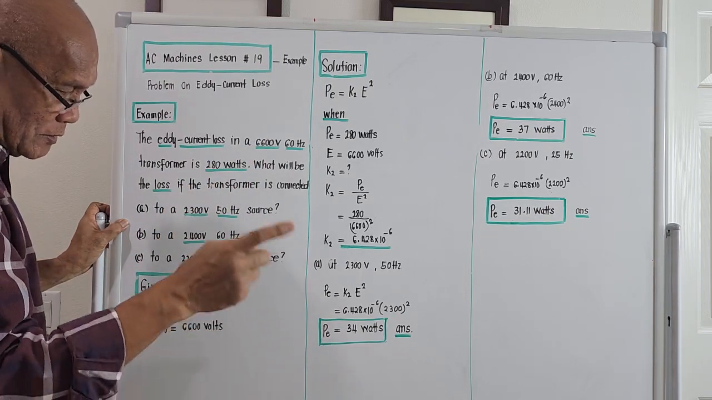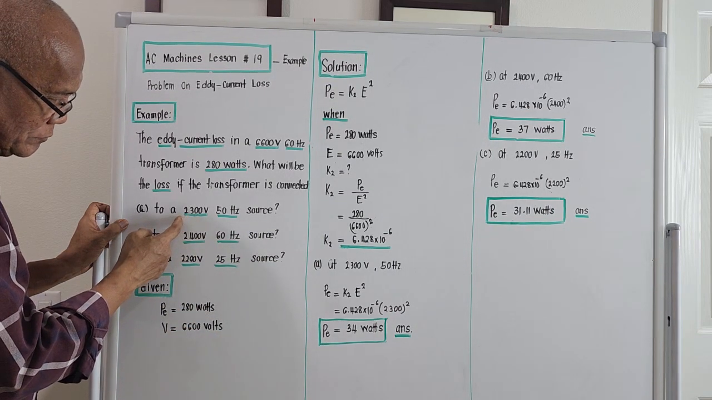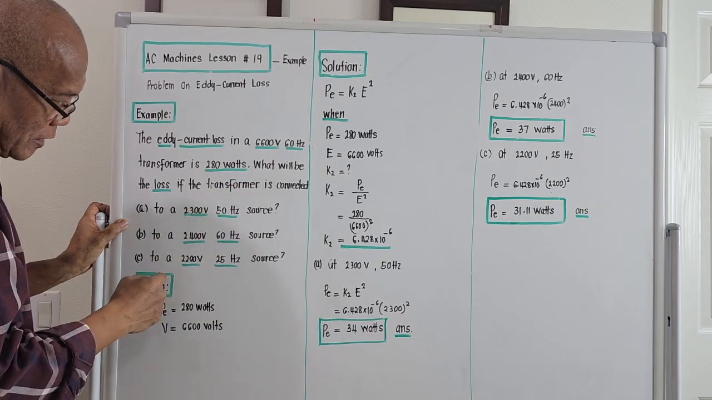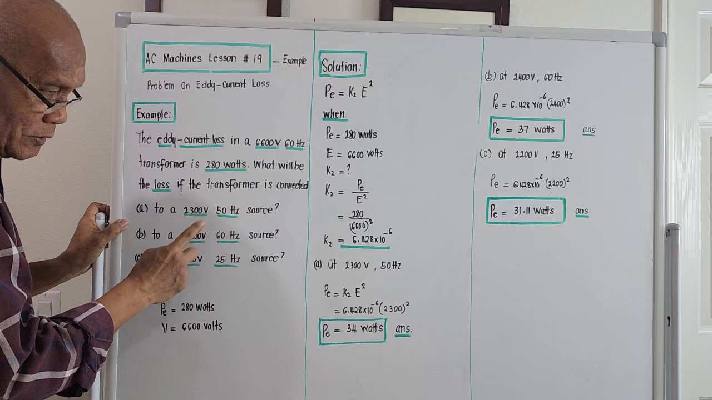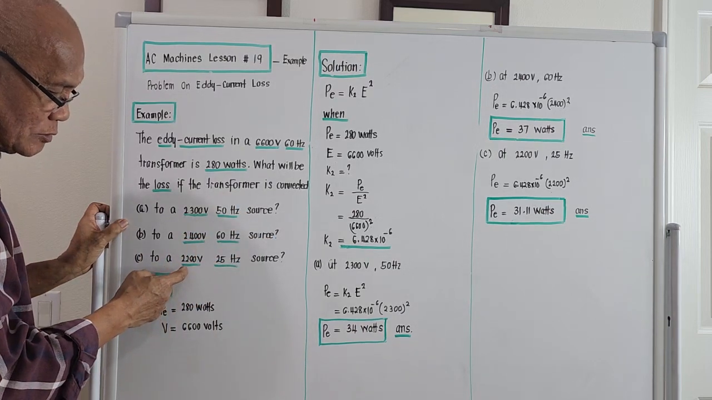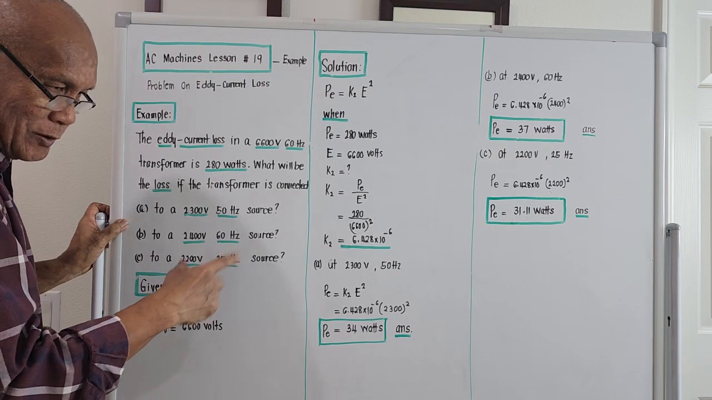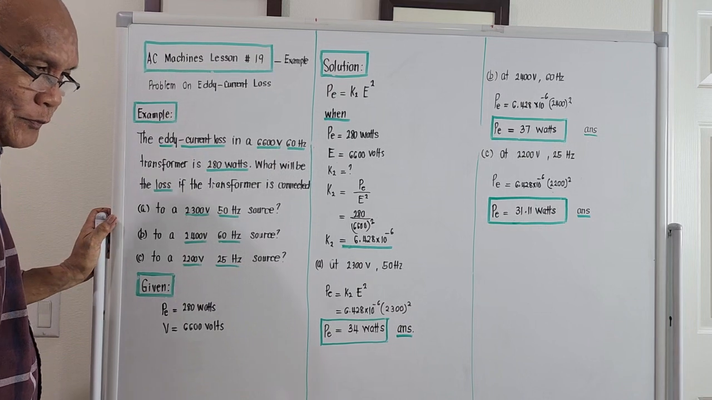So the problem is asking, if the applied voltage is 2300, what will be the eddy current loss? And again, if the applied voltage is 2400, what will be the eddy current loss? And lastly, if the applied voltage is 2200, what will be the eddy current loss? Okay, let's try to bring out the solution.